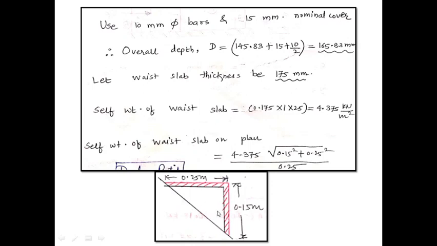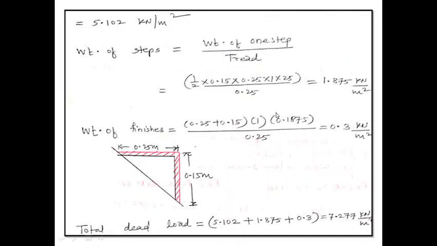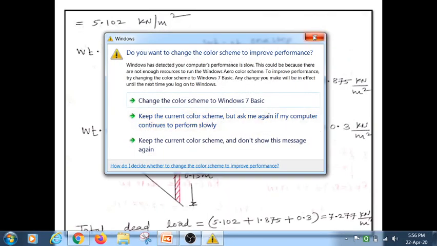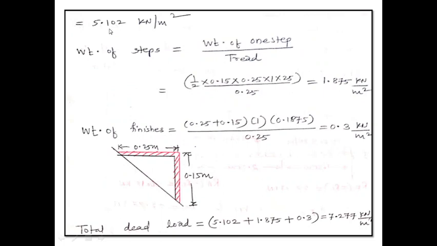This length is, by Pythagoras theorem, root of 0.15 square plus 0.25 square, and multiplied by this. However we want it on the plan, so again we have to divide it by 0.25 meter, that is the width of the tread. That works out to be 5.102 kilonewton per meter square.